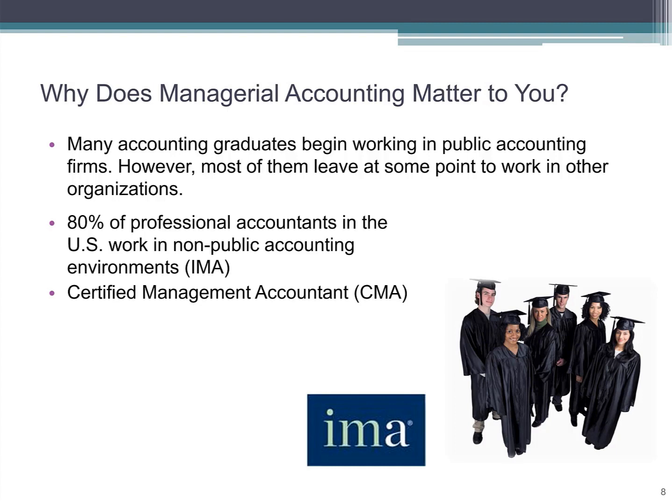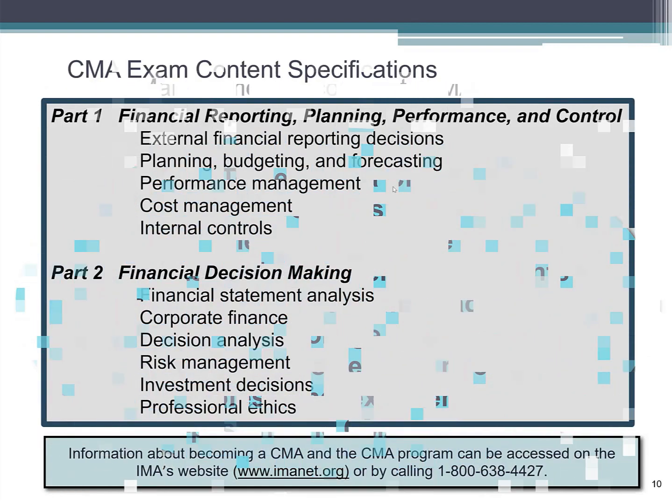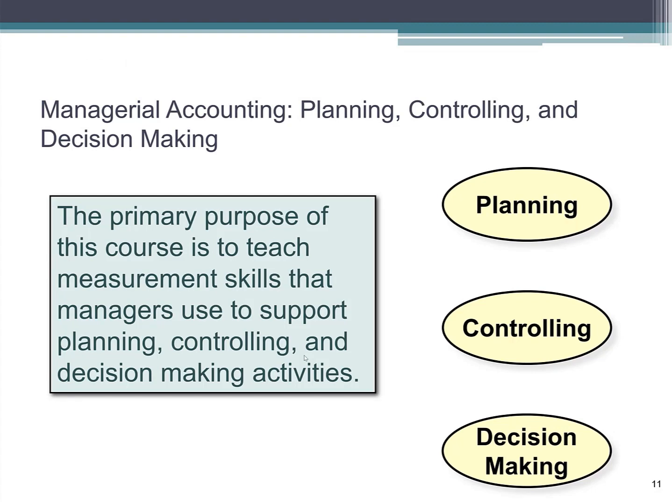For accounting majors, other than the CPA certificate, you can also take the CMA exam and become a certified management accountant. Here are some requirements for the CMA, and if you are interested in it, you can take a look at the website of IMA and find details there. In summary, this course focuses on managerial accounting, and teaches you measurement skills which managers use to support planning, controlling, and decision-making activities.